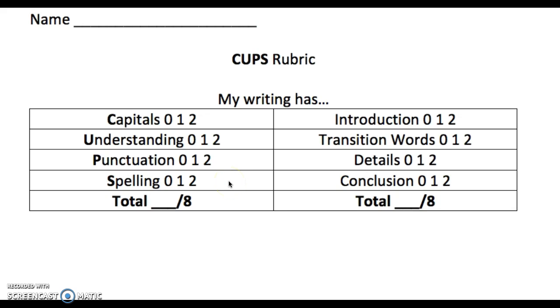Next is spelling. Circle 0 if most everything is spelled incorrectly. Circle 1 if some of your words or most of your words are spelled correctly. Or circle a 2 if all of your words are spelled correctly. Then you're going to total it up. Add each of these, and then put the total on the bottom.